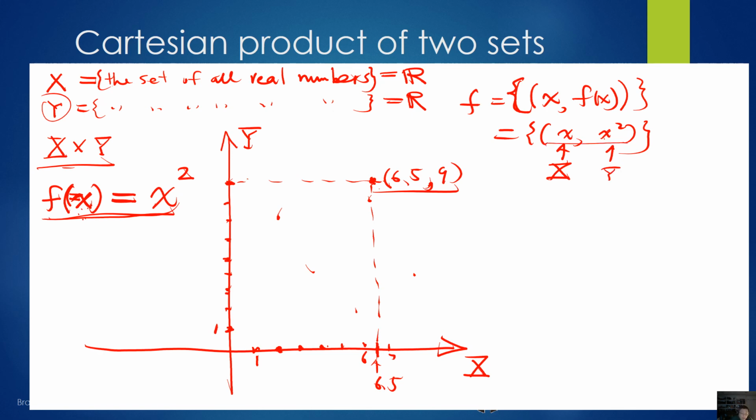Now, I can also draw a diagram on the two-dimensional space. So let's say I pick some values in X and find the corresponding values in Y. Let's switch to a different color so I can draw the function.